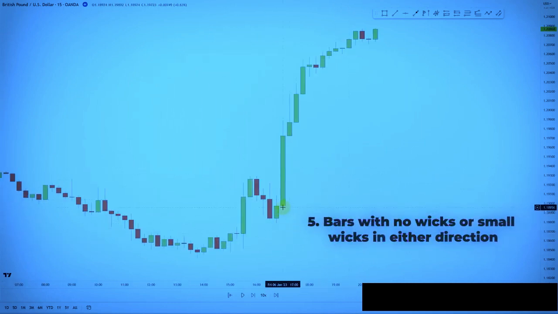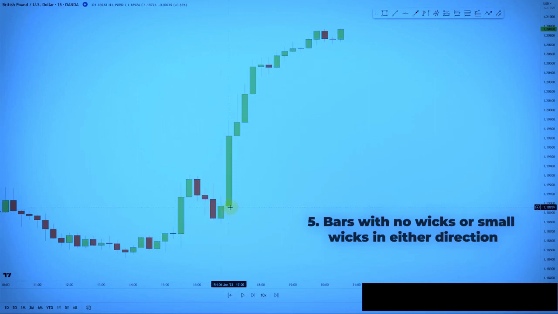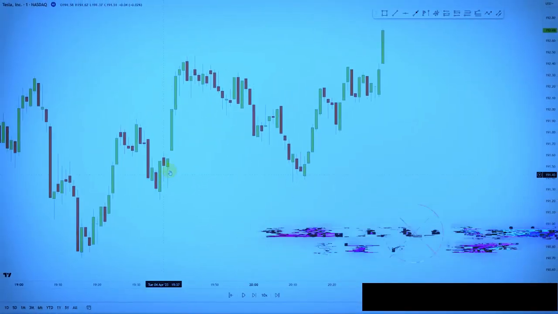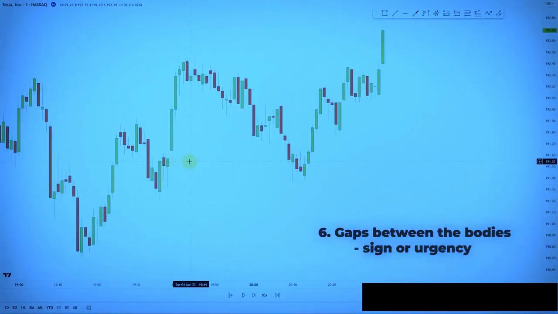Number 5. There are bars with no wicks or small wicks in either direction. This again indicates urgency in the market. For example, in an uptrend, if a green trend candle opens and immediately trends up, it means traders were eager to buy it as soon as the prior candle was formed. If it closes near its high, traders continued their strong buying in anticipation of new buyers entering right after the bar closes.